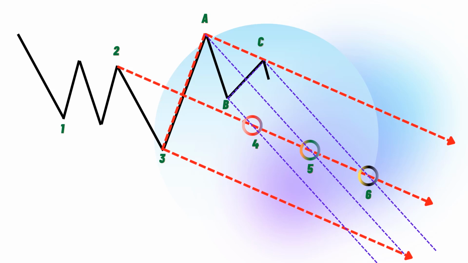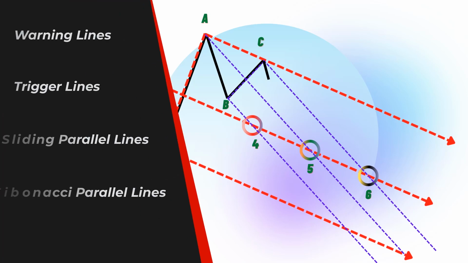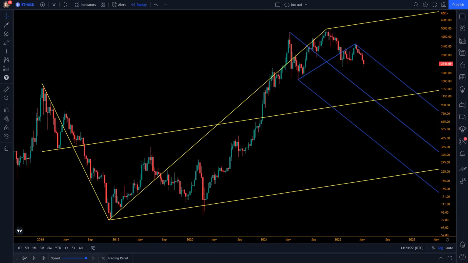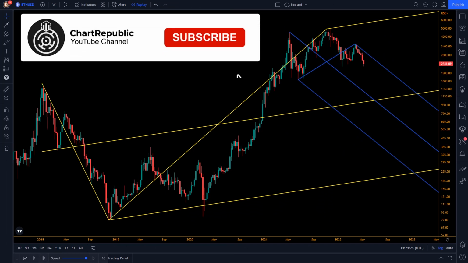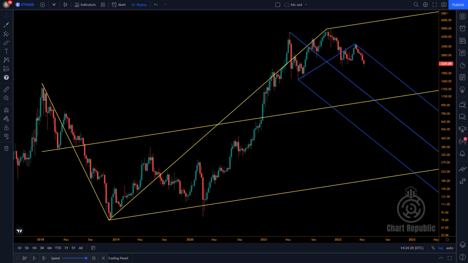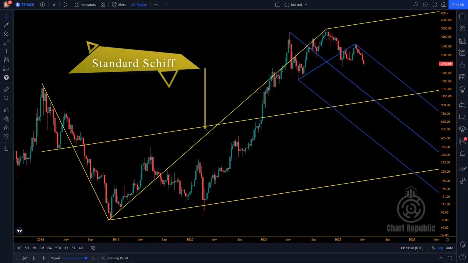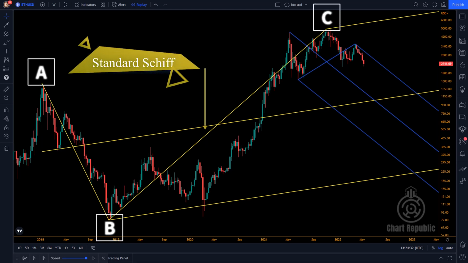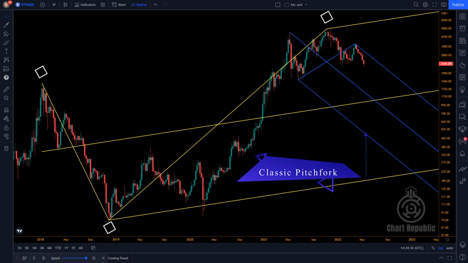Many subsidiary lines of a pitchfork, such as warning lines, trigger lines, and sliding parallel lines, can also participate in the formation of X spots. Here on the Ethereum chart, two pitchforks with different slopes have been displayed. The first pitchfork, which is more extensive, is a standard shift, drawn using three pivots, A, B, and C. In the following, a smaller classic pitchfork is also drawn using D, E, and F pivots.